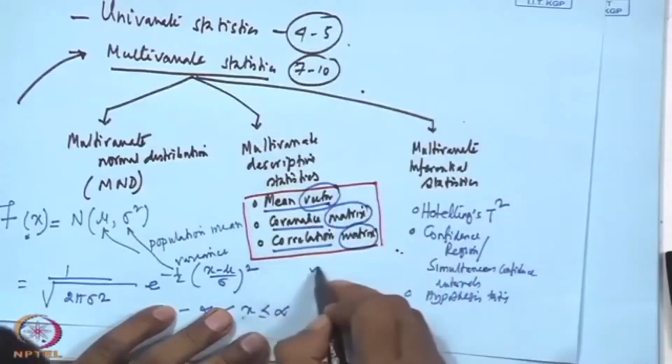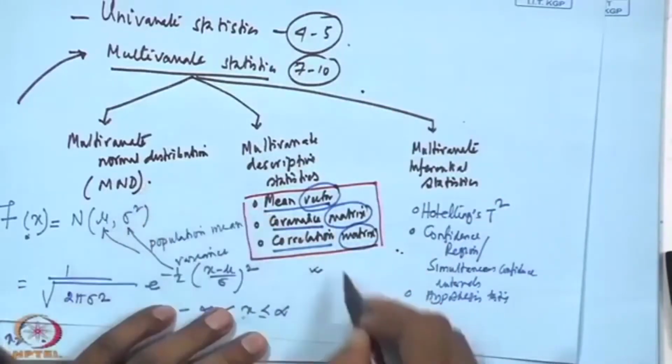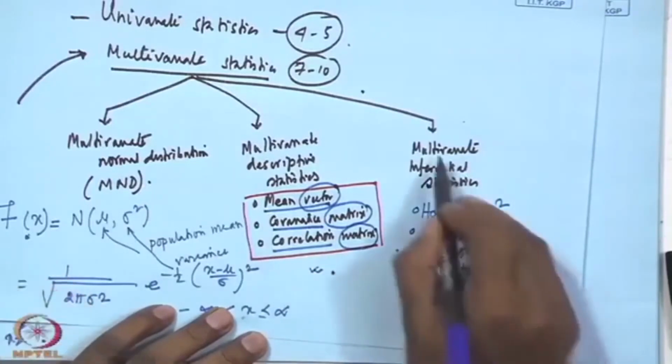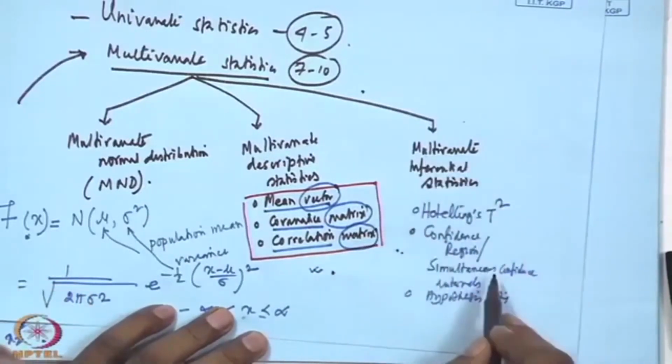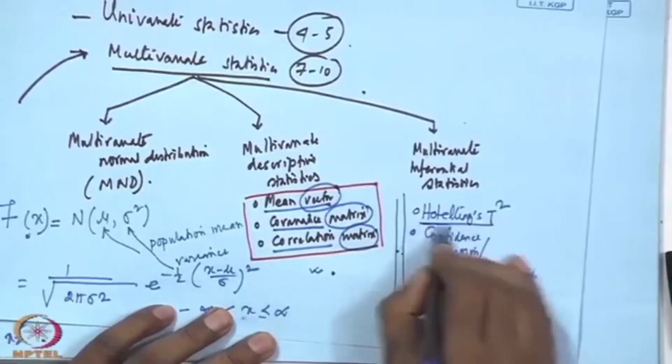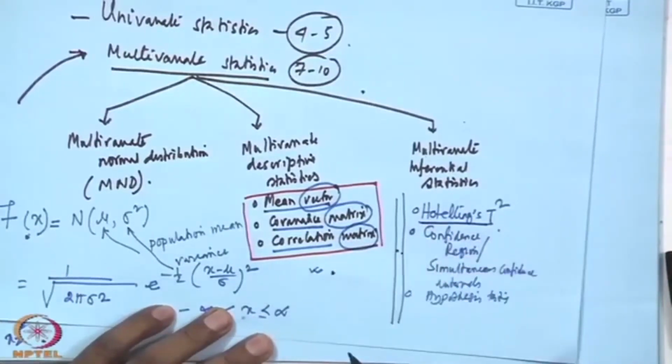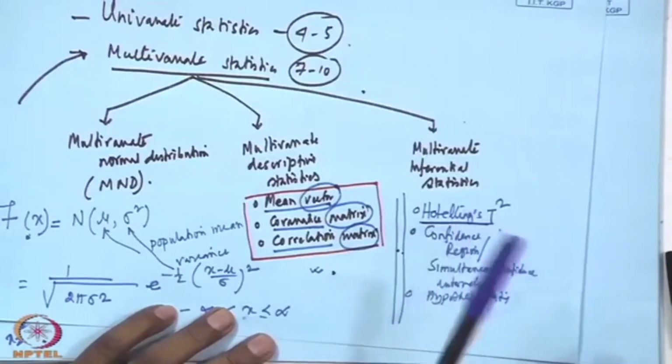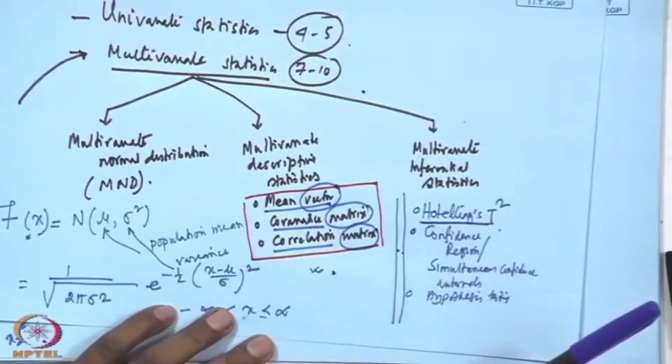Once multivariate normal distribution and descriptive statistics are covered, we will go for multivariate inferential statistics, which we will basically discuss on the basis of Hotelling T square. We will be using extensively the Hotelling T square distribution.